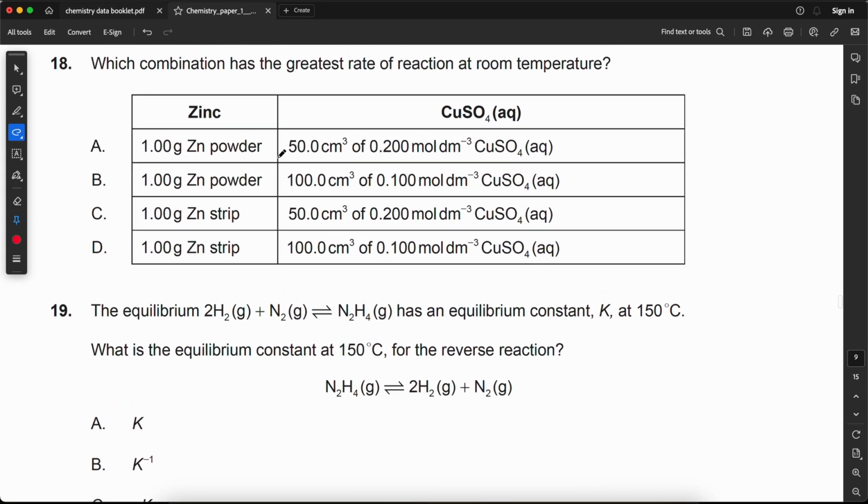Which combination has the greatest rate of reaction at room temperature? So we need to choose powder because it has bigger surface area, so the reaction is faster. If we calculate the moles, they will have the same amount, which is 0.01, and this one also 0.01. But the difference between these two, with the higher concentration and less volume, the collisions will be more frequent compared to bigger volume, lower concentration.